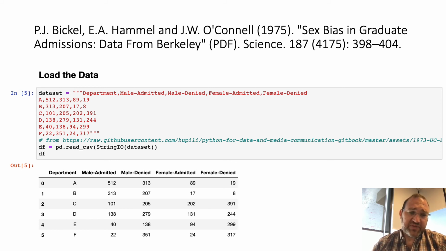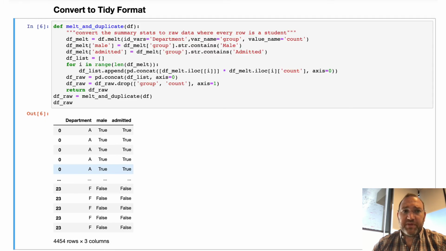So the data is as follows. We have different departments in the university. We have the number of males that got accepted to the department, the number of men that were denied or rejected, the number of females who were accepted, and the number of females who were denied. The first step in the analysis would be as follows. We will convert the format into a tidy format. This is what this small snippet does.